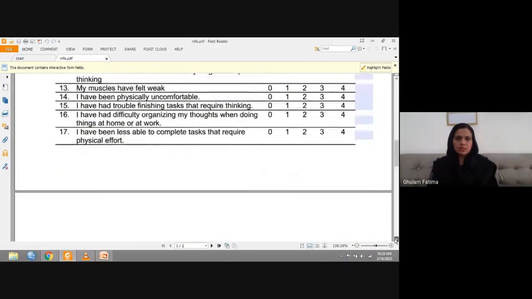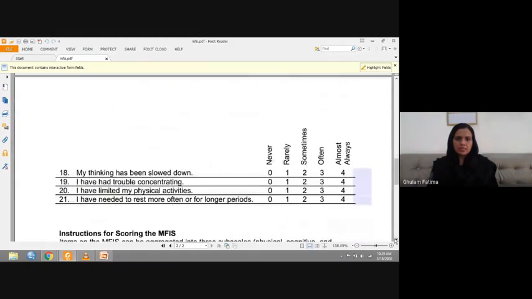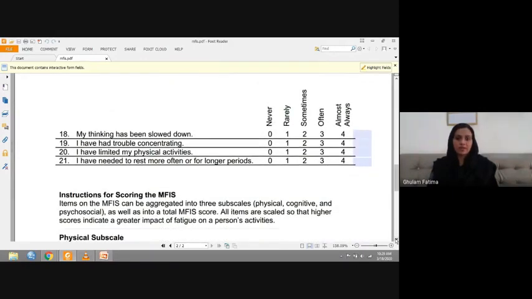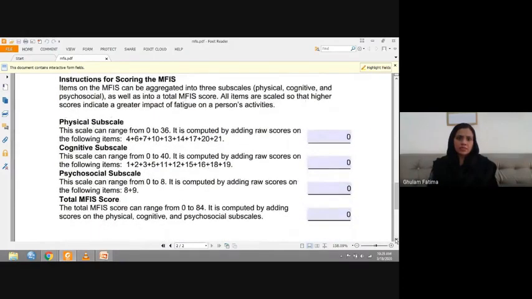Now there are certain questions that let you think about mental fatigue. For example, my thinking has been slowed down, so this is showing mental fatigue. Overall, this outcome measurement tool is divided into a physical subscale, a cognitive subscale, and a psychosocial subscale, and then there is the total MFIS score that is out of 84. So this is an outcome measurement tool that can be used to rate the fatigue level of the patient. I have already shared this scale on your classroom app, and you have to fill this scale with some real patient, and it is a part of your project.